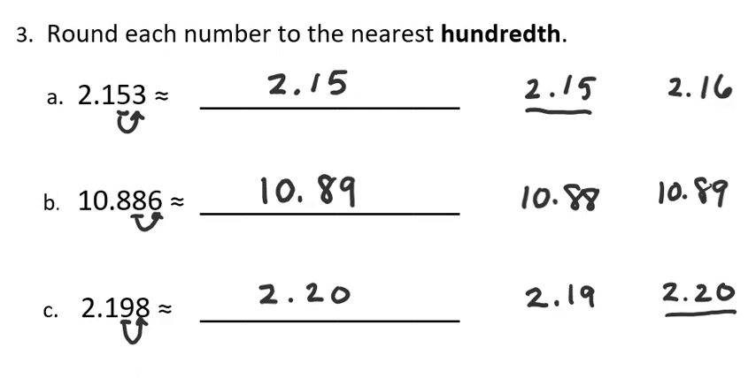So some things to notice here. When I'm rounding to the nearest hundredth, my final digit in my rounded number is in the hundredths place, and I still need to include the parts of the number that came before the hundredths place to make sure that my number is complete.